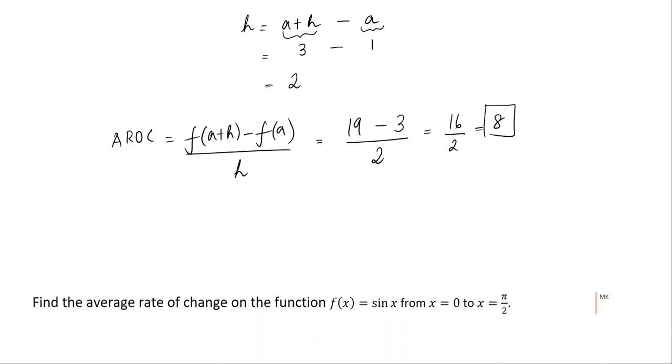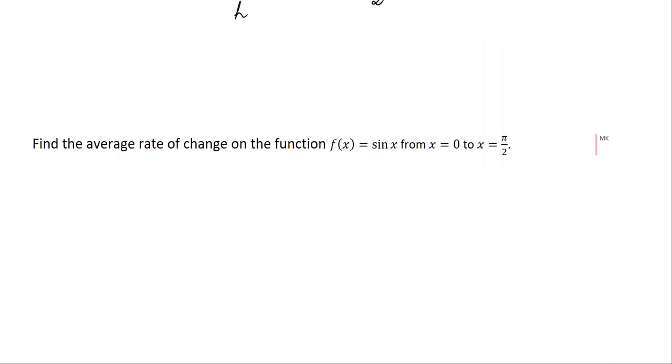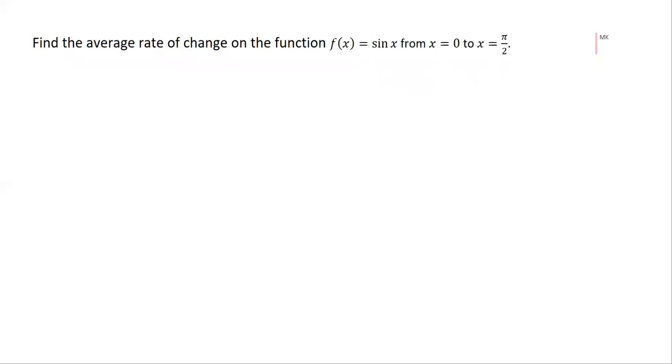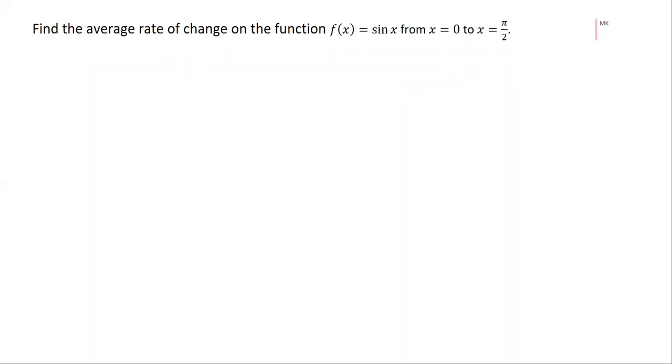Another example, let's try using the trig functions here. Find the average rate of change of the function f of x equals sine x from x equals 0 to x equals pi over 2. You can at this point pause the video and try it yourself if you'd like.